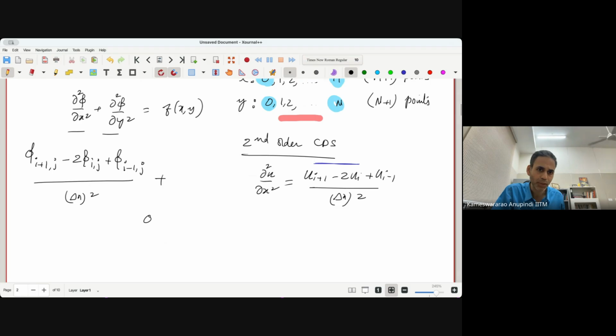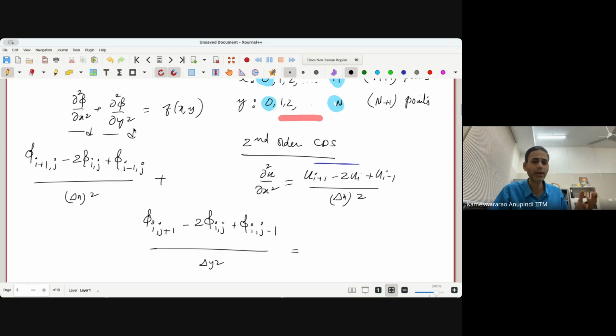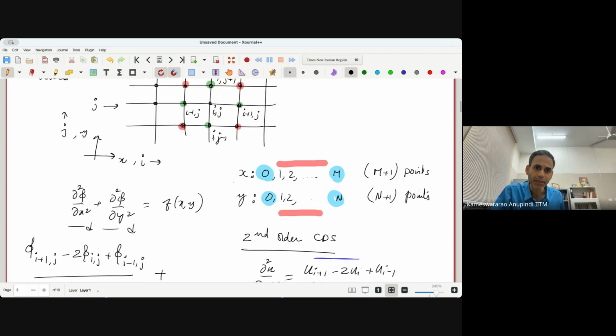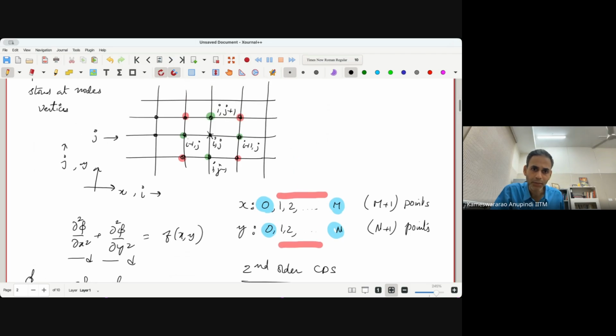And then plus we have the second derivative with respect to y, that is going to be phi i j plus 1 minus 2 times phi ij plus phi i j minus 1, divided by delta y square equals, so each of these is an approximation for the second derivative of phi with respect to x and the second derivative of phi with respect to y. And on the right hand side, we have f of xy, that is going to be f of i comma j. That means I am discretizing this entire thing for the grid point at ij.